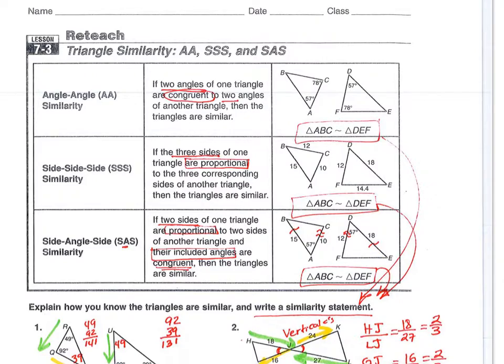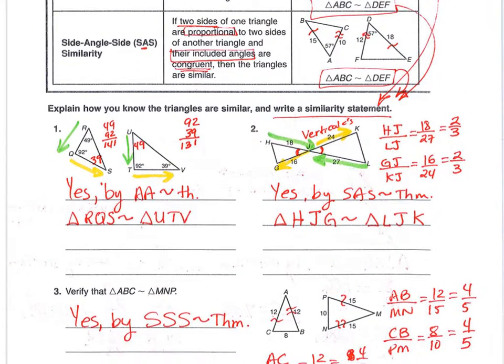Now, in problem number 1, it says, explain how you know the triangles are similar. For that, we use one of the three properties to prove it, and write a similarity statement. If they are congruent, then similar, then we can write the statement.